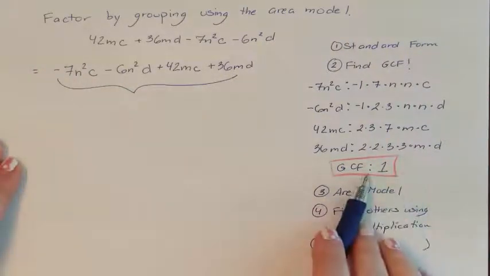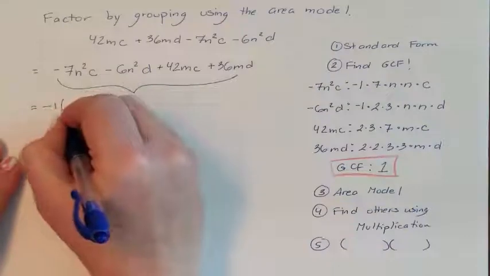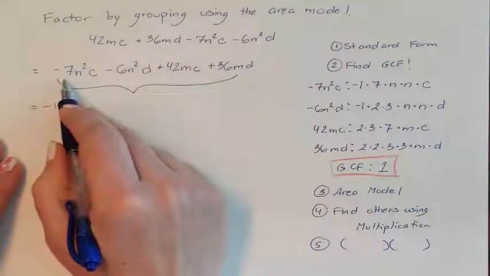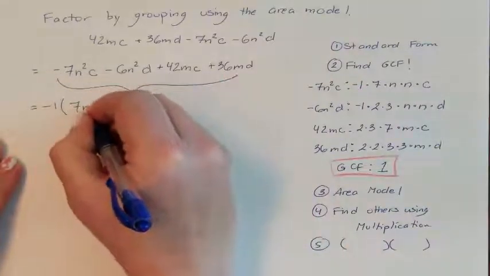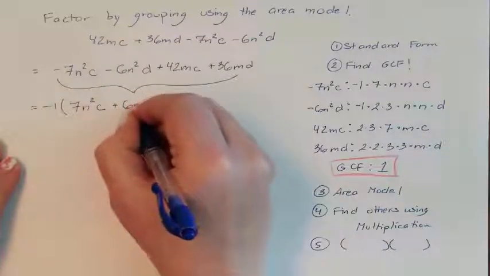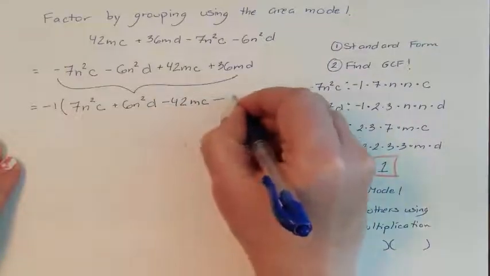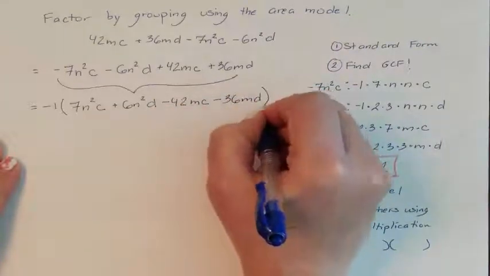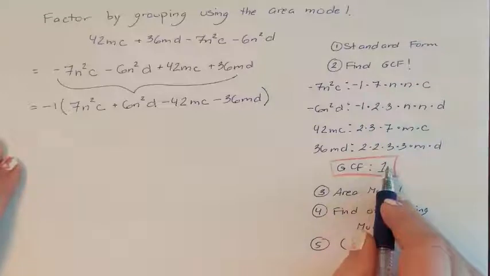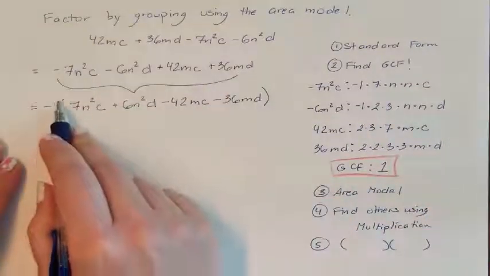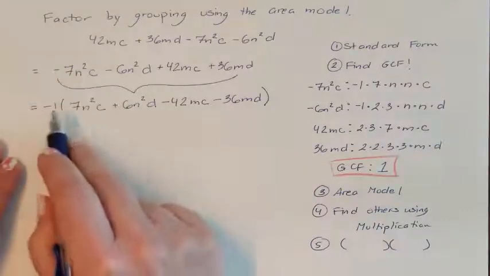So yes, I understand the GCF was a 1. We are actually going to still pull out a GCF. We're going to pull out a negative 1 so that this leading number isn't negative. Since we're pulling out a negative 1, that means the signs on all of these are going to change. So I have 7n squared c plus 6n squared d minus 42mc minus 36md. Now the reason why we did it, I understand we could not find the GCF looking at our lists. It's because they didn't have a GCF. The only reason why we pulled out a negative 1 is because we do not like the very first number being negative. So we had to pull it out.